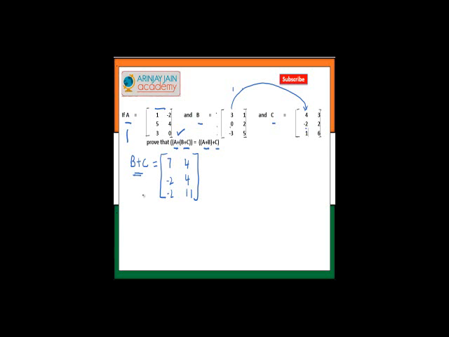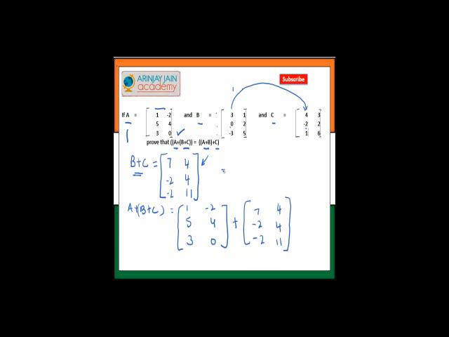But what do we need to find out? We need to find out A plus (B plus C). What is the value of A? The value of A is 1, 5, 3, and then you have minus 2, 4, 0. I need to add the value of B plus C to this. So I need to add 7, minus 2, 4, 4, and 11.